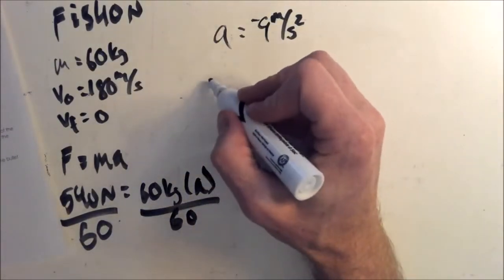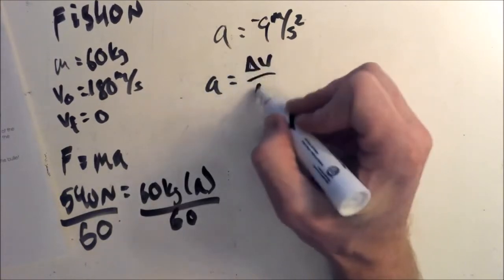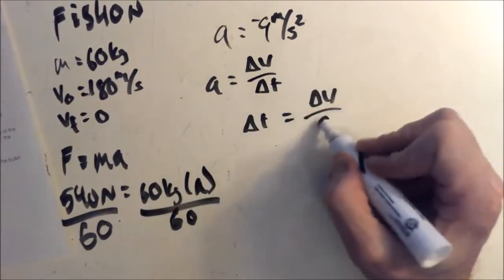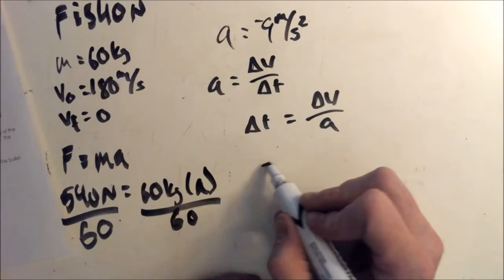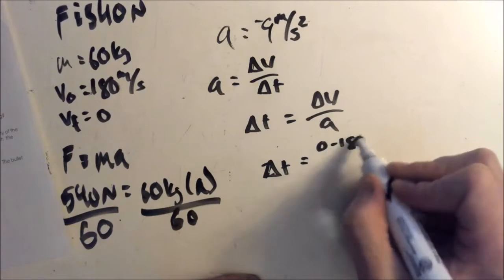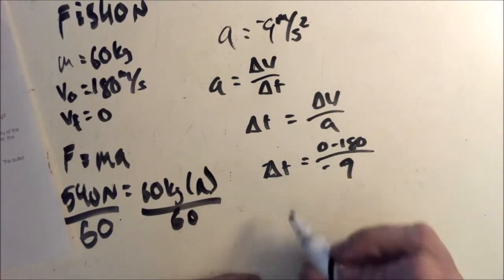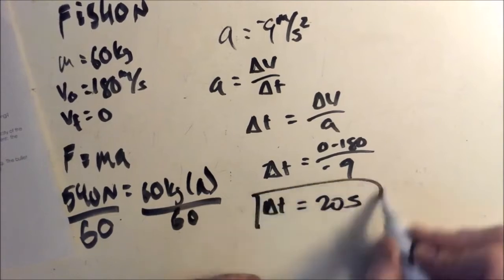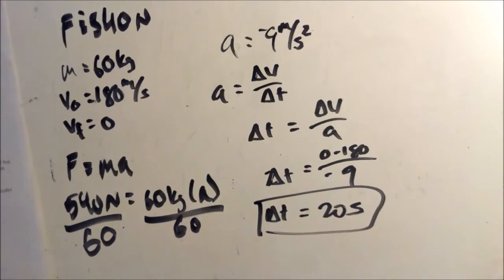And we should remember that acceleration is delta v over delta t. So we could calculate our delta t by delta v over acceleration. So we can figure out our delta t by taking our delta v, or 0 minus 180, divided by negative 9. And you can probably tell that negative 180 divided by 9 is also 20 seconds. Again, like I mentioned in class, one of my favorite things about this subject is that almost everything can be calculated in more than one way.